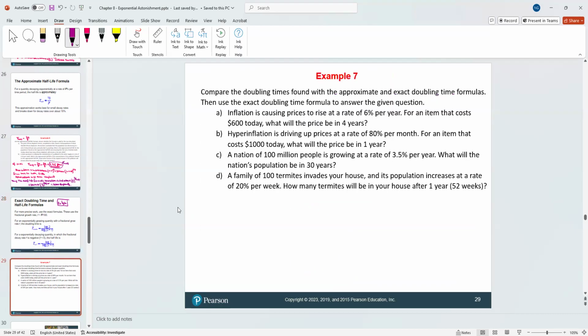We're going to go over these examples very quickly, probably do one extra example or exercise to make sure we are on the right track. Let's do A. We said that inflation is causing prices to rise at a rate of 6% per year for an item that costs $600 today. What will be the price in 4 years? Very important. So inflation is causing prices to rise at a rate of 6% per year.